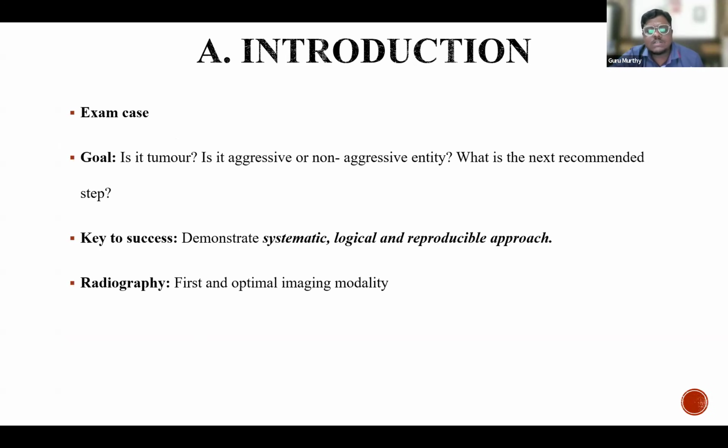The most important question is, whenever you get a bone lesion, you have to tell whether it is a tumor. If it is a tumor, you have to tell whether it is an aggressive or non-aggressive entity, and what the next recommended step is. If you know the basics and apply them in a systematic, logical and reproducible way, it will be very easy to answer these three important goals in a case of bone lesions.